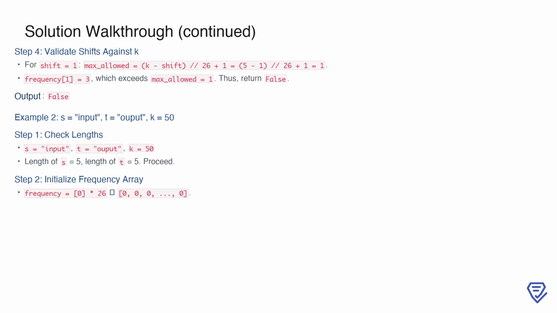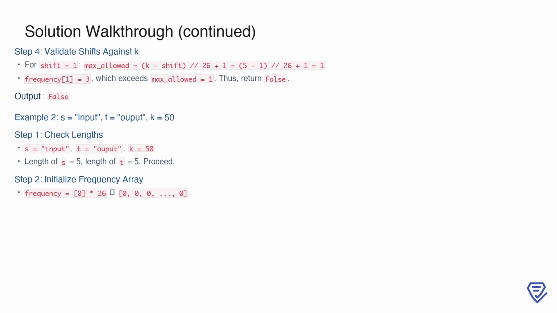Now that we have the frequency array, the next step is to validate these shifts against the given value of k. For a shift of 1, the maximum number of times it can be applied is calculated as (k - shift) // 26 + 1. Substituting the values, we get (5 - 1) // 26 + 1 equals 1. This means that a shift of 1 can only be used once in the given k moves. However, our frequency array shows that we need this shift 3 times, which exceeds the allowed limit. Because of this, it's impossible to convert s to t within k moves, so the function returns false.